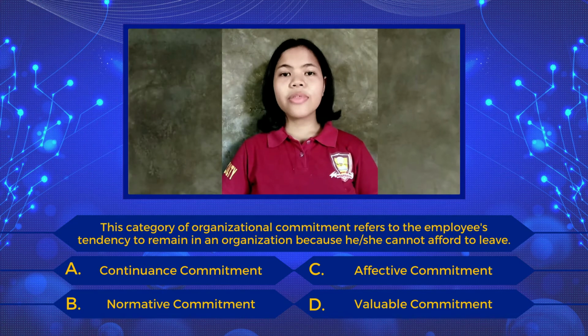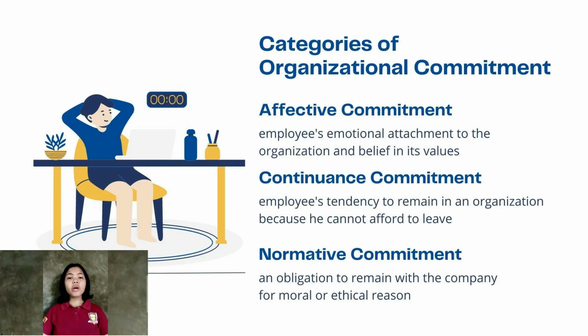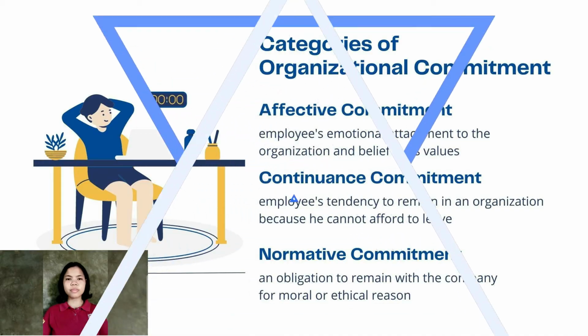Rena is correct. The right answer is continuous commitment. Because normative commitment refers to an obligation to remain in the organization because of ethical or moral reasons. And affective commitment refers to the individual's attachment of feelings to the organization and belief in its values.